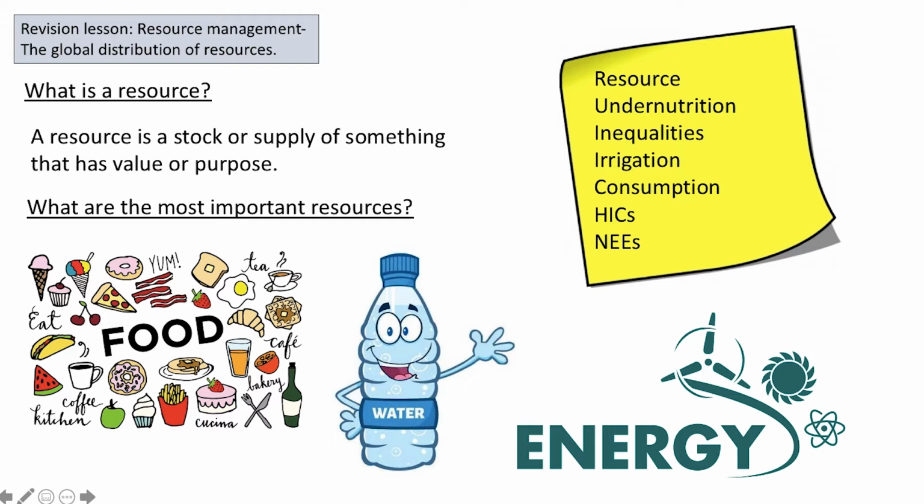Undernutrition means that you're not getting the calorie intake that you need for your body to thrive. Inequalities are differences between richer and poorer countries, or between different areas in a country or different people. Irrigation is about watering crops. Consumption comes from the word to consume, so how much of something somebody has. HIC is a high income country, and an NEE is a newly emerging economy. If you're unsure of any of those words, jot them down and then look at them again later. Let's move on.